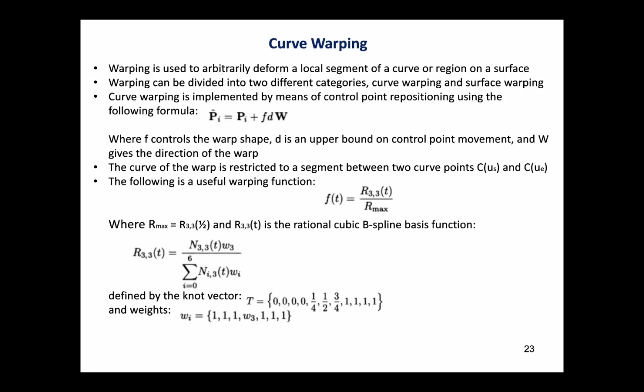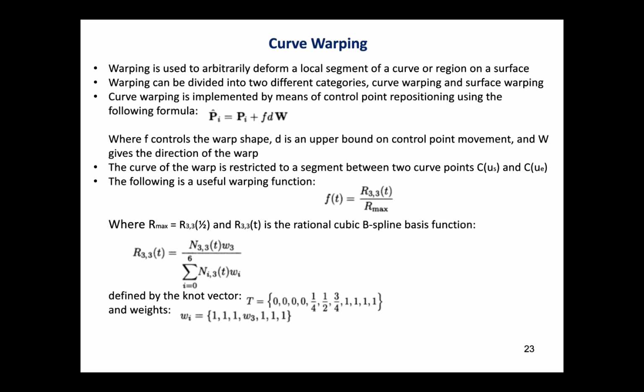All right, so now we'll talk a bit about warping. Warping is used to arbitrarily deform a local segment of a curve or region on a surface. Warping can be divided into two different categories, either curve warping or surface warping. Surface warping can be divided further into two other categories, but we'll talk about that later when we talk about surface warping. For now, we're going to focus on curve warping.